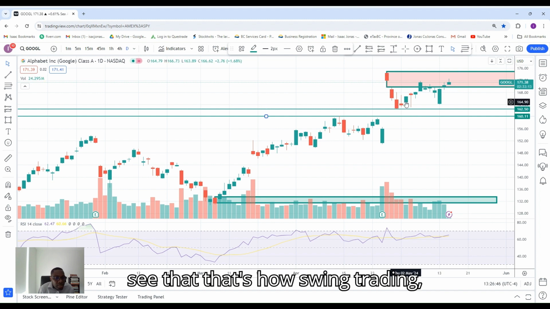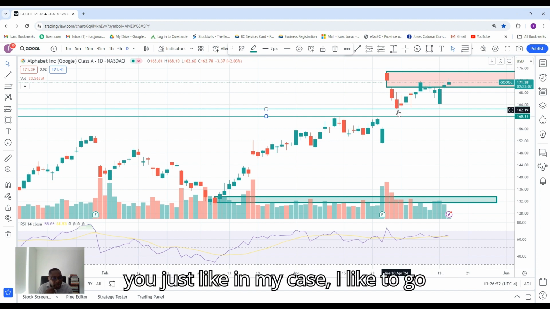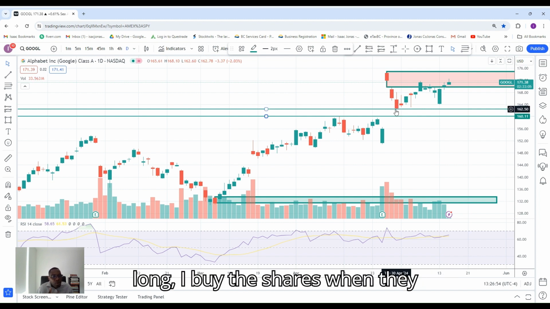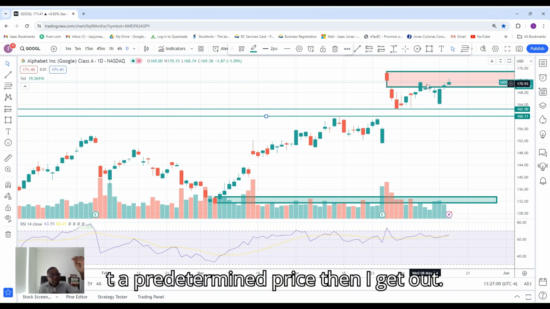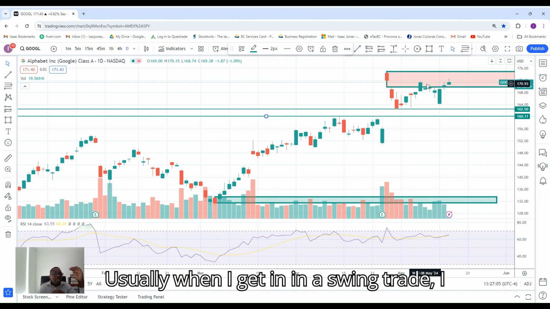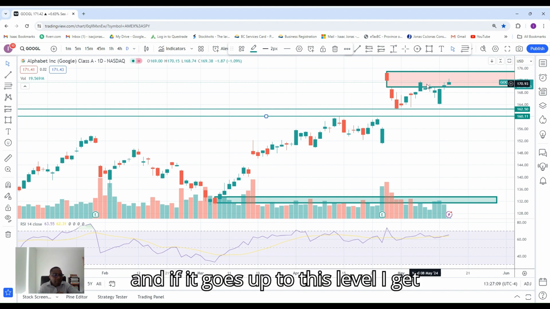So you see that's how trading works, because the idea is that, in my case, I like to go long. I buy the shares when they drop, and then at a predetermined price, I get out. Usually when I get in a swing trade, I put a stop loss to say if it goes down to this level, I get out.